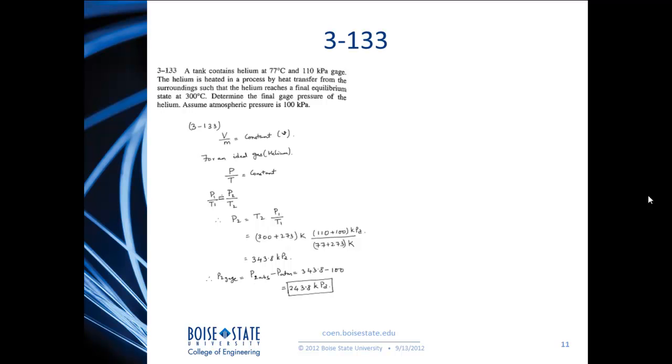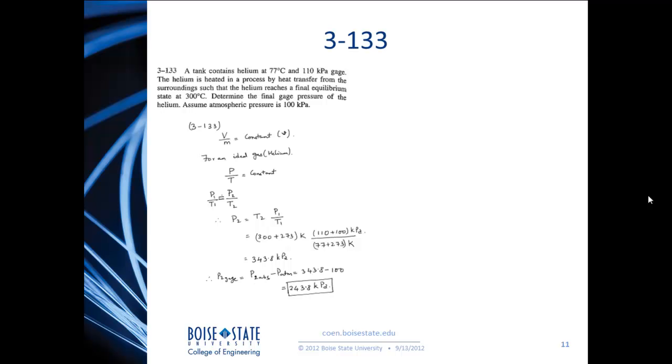Now let's look at another problem. Here we are given a tank which contains helium, an ideal gas, at 77 degrees centigrade and 110 kilopascal gauge. The helium is heated in a process by heat transfer from surroundings such that the helium reaches a final equilibrium state at 300 C. And you're asked to determine the final gauge pressure of the helium. And you're asked to assume atmospheric pressure, which is 100 kilopascals. For this process, we can make the assumption of constant specific volume.